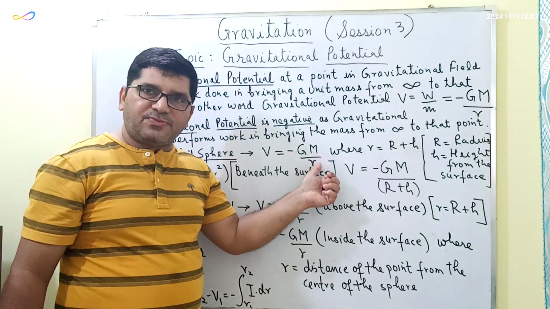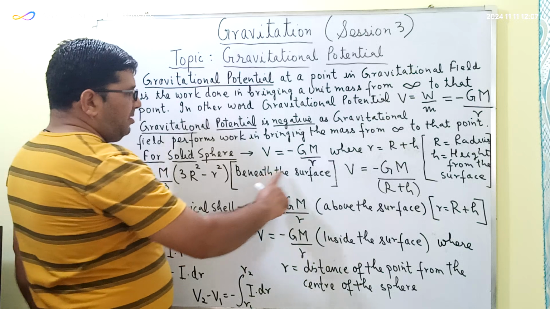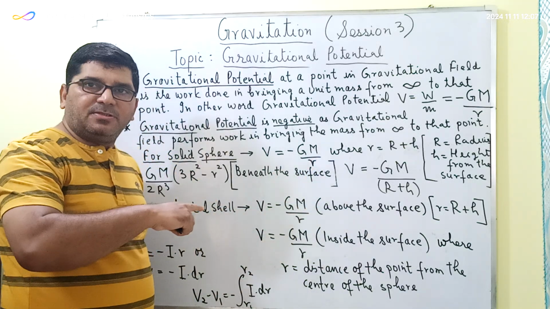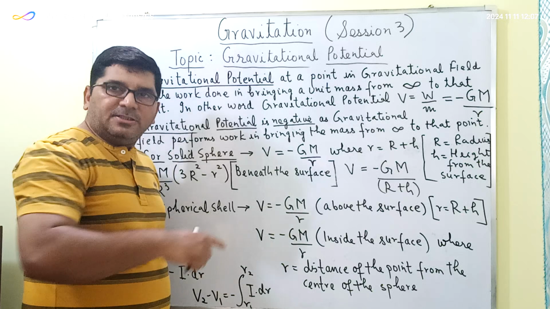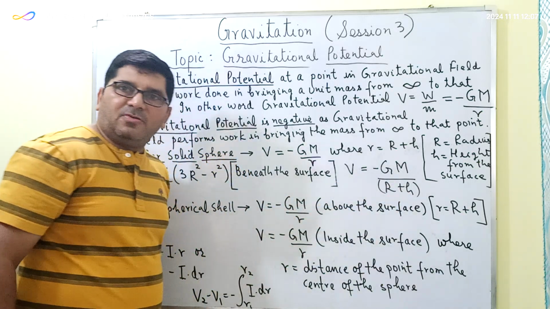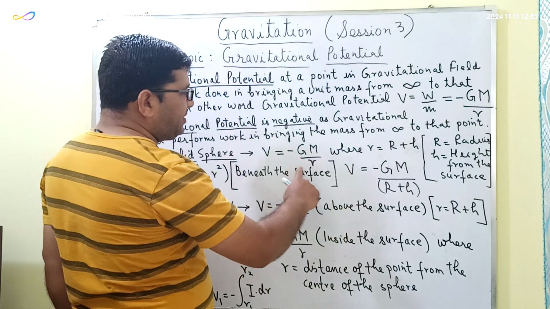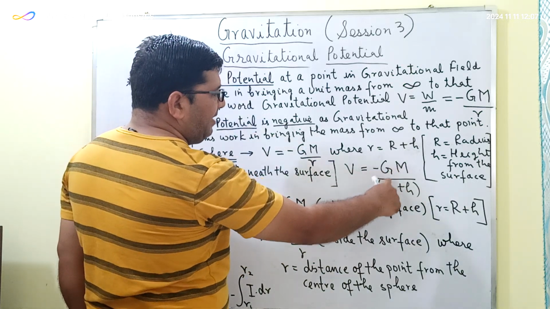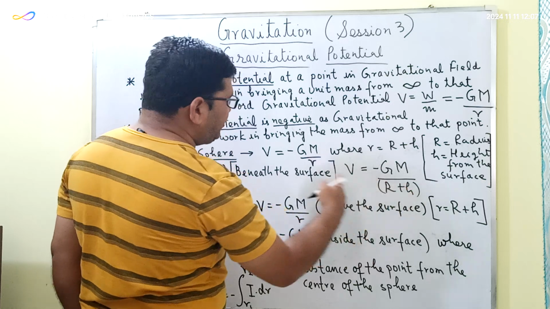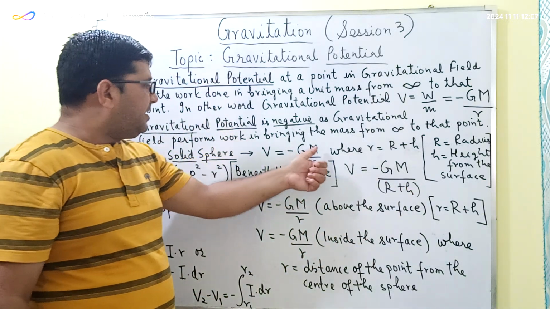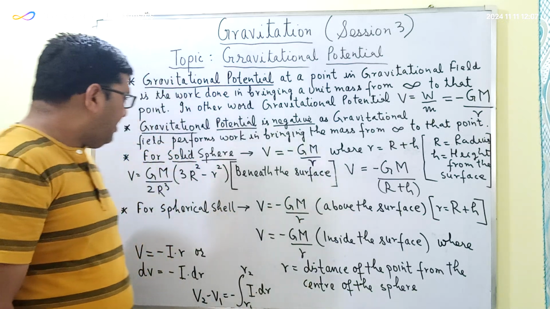Like our Earth is a sphere, so at any point in space around the Earth, which is situated at a distance h from the surface of the Earth, the gravitational potential will be V is equal to minus G capital M divided by R plus H, and since R plus H is equal to r, we can also write this equation as minus Gm divided by small r.